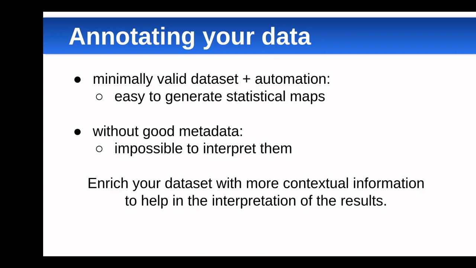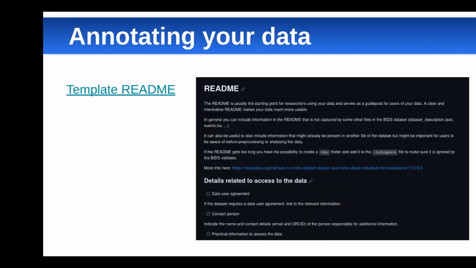So the rule of thumb for this is usually to try to enrich the data set: annotate, add more information to the data set with more contextual information, just to help the final interpretation of the results. And there are very simple ways to do this. The main and most obvious one is just to add a lot of information in the README of your data set.